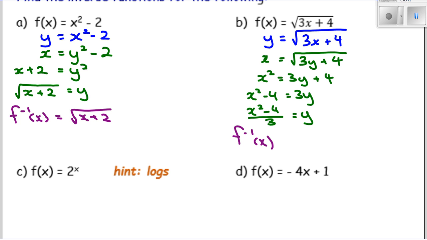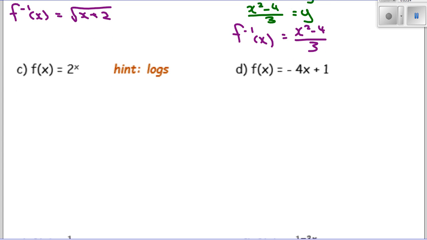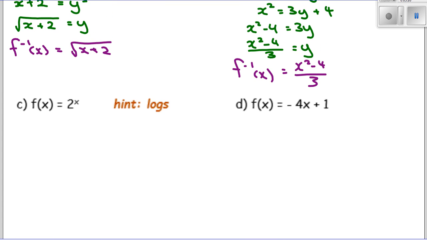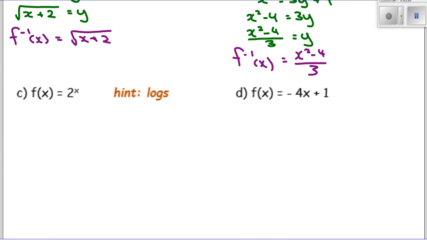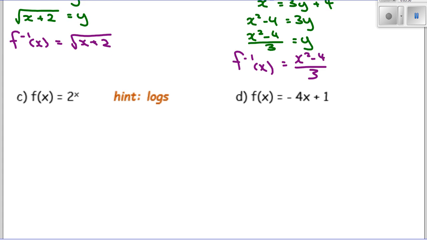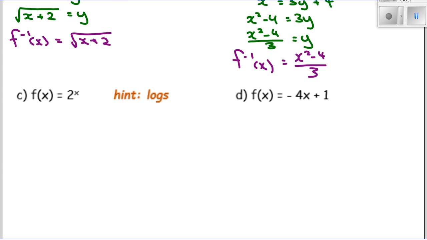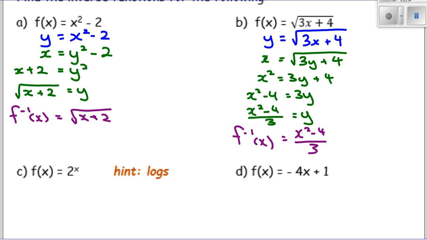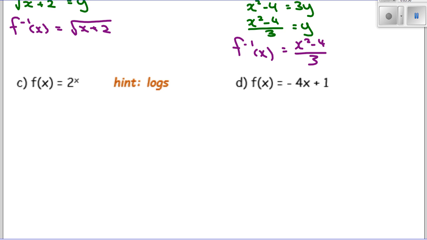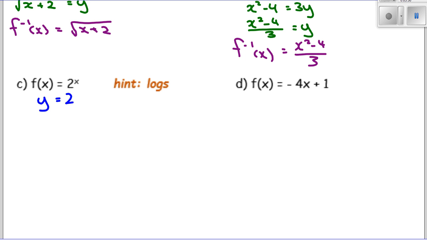Yeah. Okay, good. So f minus 1 of x equals x squared minus 4 over 3. And we continue on. Feel free to just run through the page. I've given you a clue for this one. We might need to use logs once we start to rearrange. So we've got to first of all go through everything. As before, rewrite the function. Swap it over.